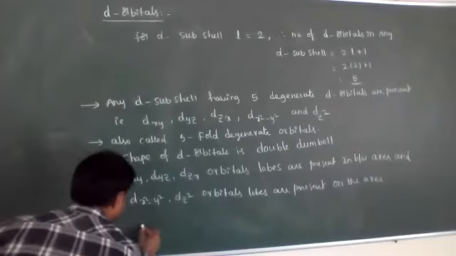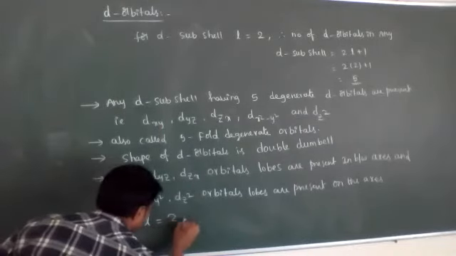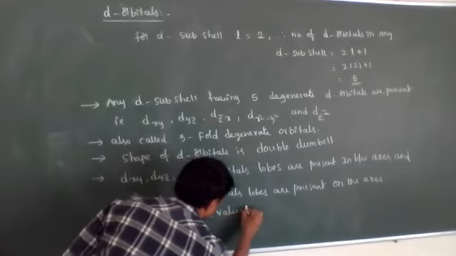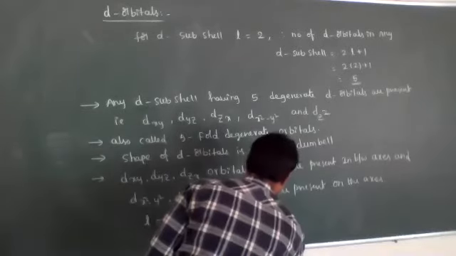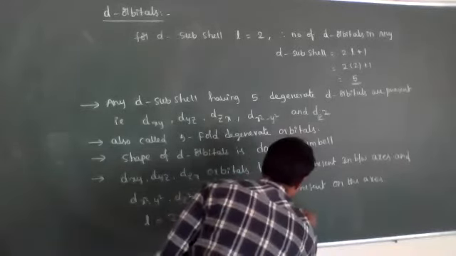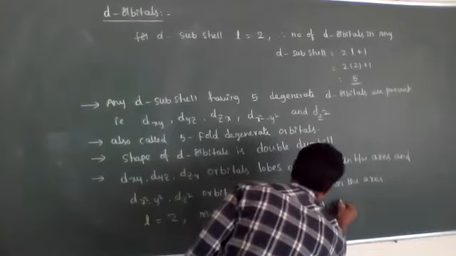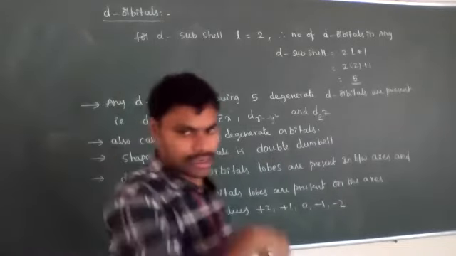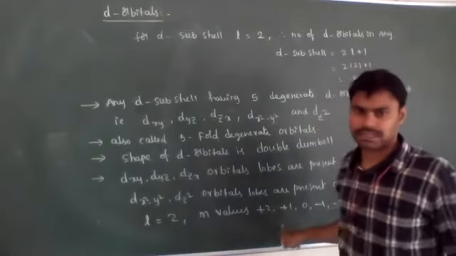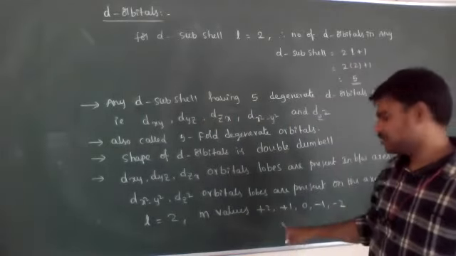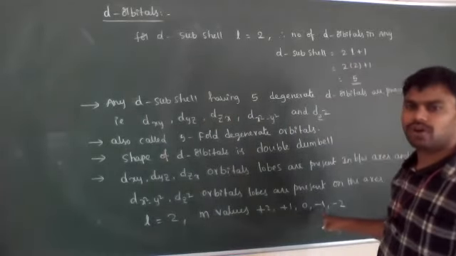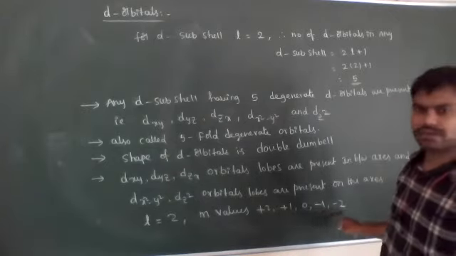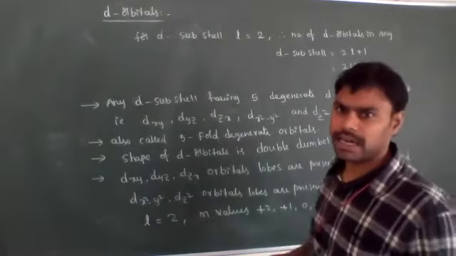Now for d orbitals, L is equal to 2 and the m values are plus 2, plus 1, 0, minus 1, minus 2. Total 5 m values are present. These are the 5 m values.